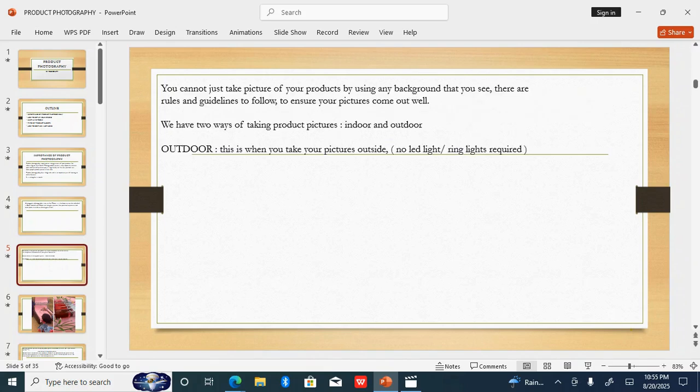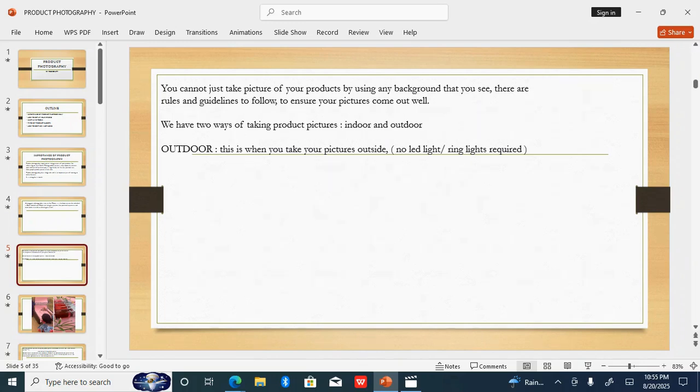Now, you cannot just take your product pictures anyhow. You cannot just say because you have this type of background at home, you're going to use any type of background, or a background that does not even tally with your product. So there are some rules and guidelines that you must follow to ensure that your pictures are coming out well. We have two ways of taking product pictures. The first one is the outdoor method, the second one is the indoor method.